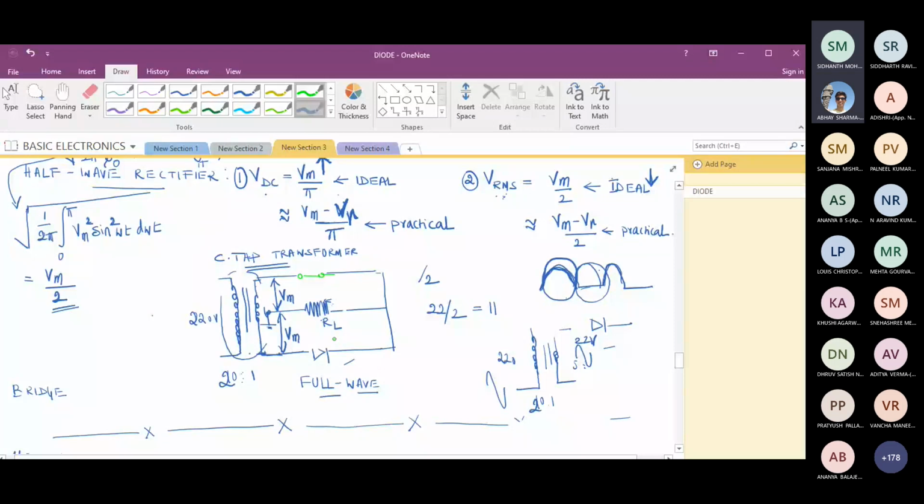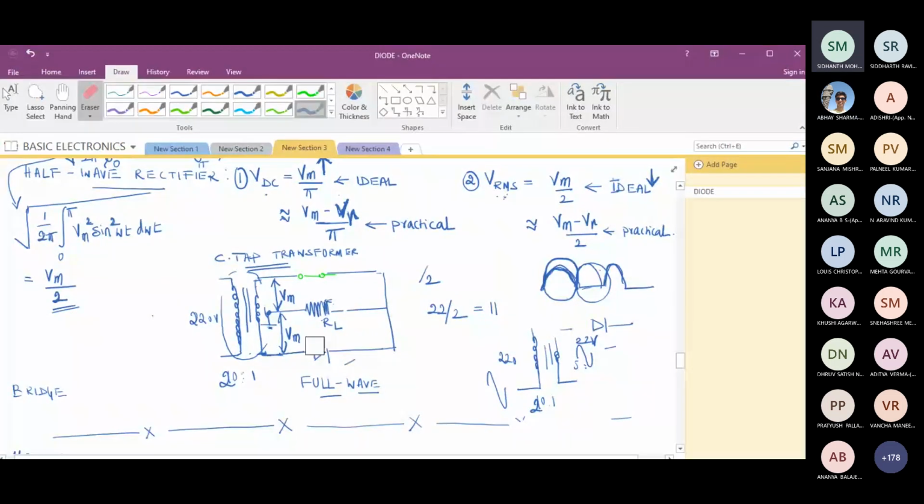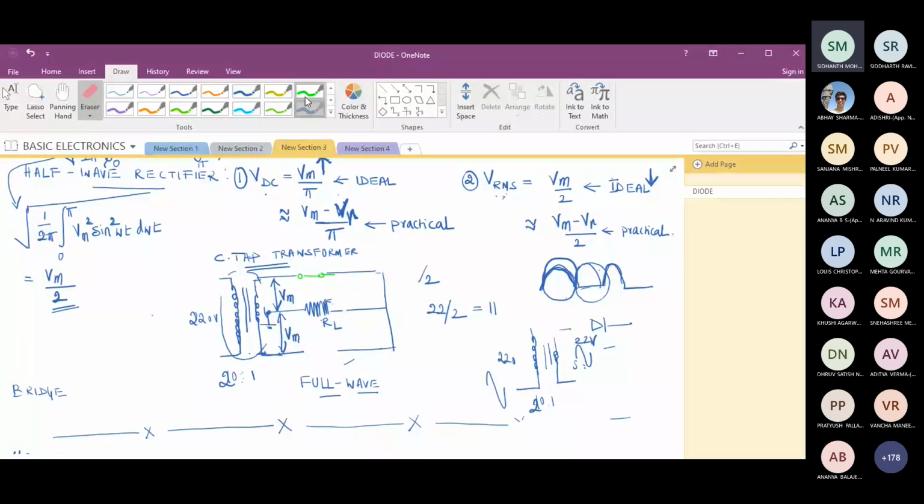Sir, D2 won't conduct. The reason is during the positive cycle, it gets reverse biased. This is like two half wave rectifiers, right? Yes or no? The upper loop diode will conduct. The lower loop diode is off. Any doubts in this? No, sir.